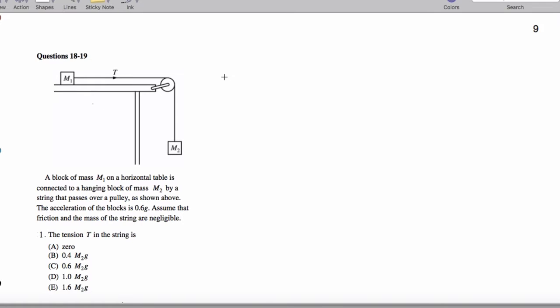free body diagrams. So for M1, I have a normal force on 1 pointing up, and I have the weight of M1 pointing downwards, and I have this tension T pulling it. For mass number 2, I have a tension pulling it, and I have its weight.